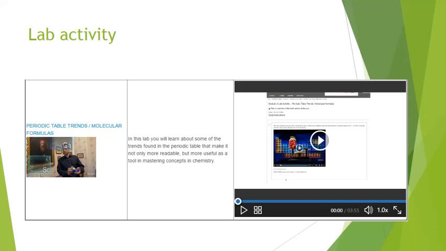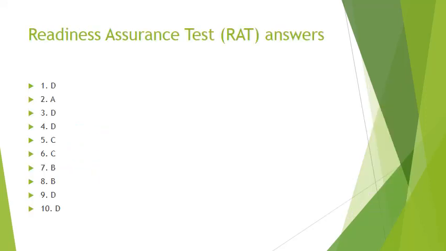Another thing you can tackle at this point is a lab activity. Again, it's going to teach you more about periodic table trends, some of the trends that you find in the periodic table. There's no need to memorize the periodic table, but it is useful to learn some of the trends contained within the periodic table. And of course, once you've done all that, to make sure that you've understood everything, go through the readiness assurance test. And here are your answers for the chapter 17 readiness assurance test.